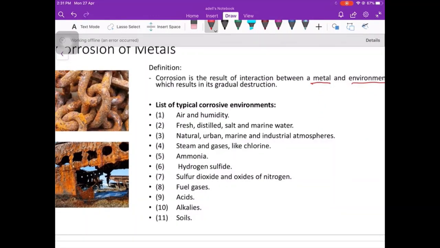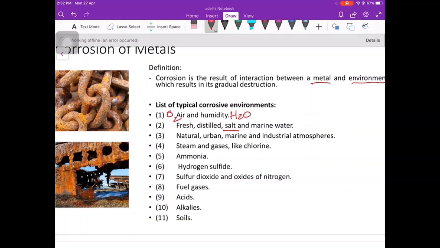So these are the list of typical corrosive environments that can affect these metals or alloys. One is the air, oxygen, and humidity, the water. Okay, the presence of water and oxygen will make the metal corrode. Besides that, fresh, distilled, salt and marine water will further accelerate the corrosion of metals. Okay, the presence of salt, for example in seawater, will make the metal corrode faster.